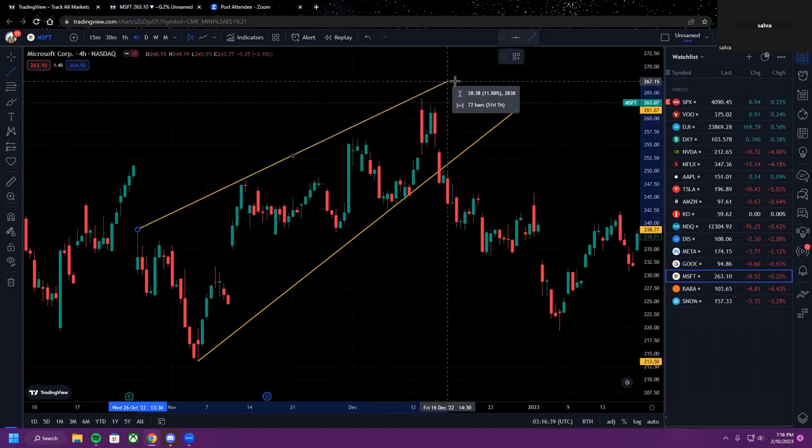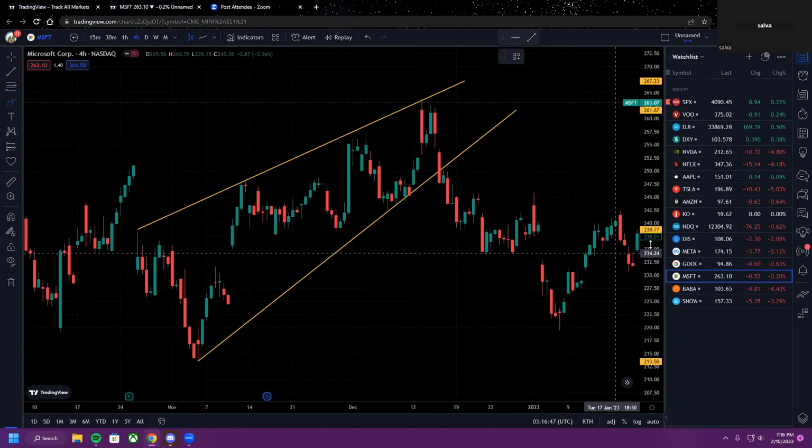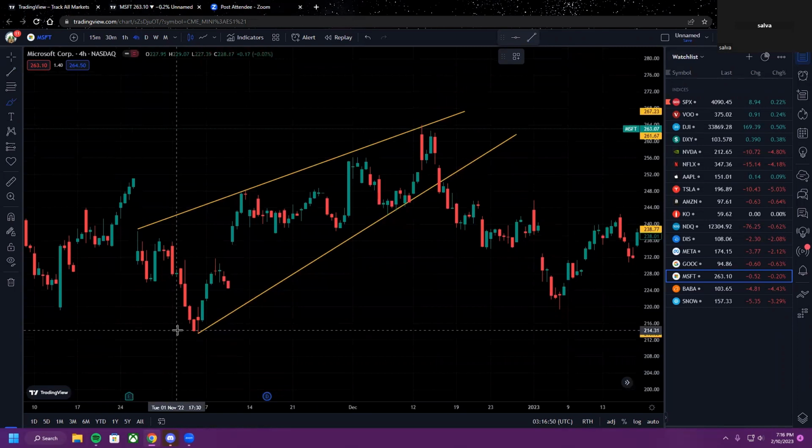Now looking at it, bigger picture. Look at how perfect that looks. That looks clean, right? So this is how we would have found the higher highs and higher lows. I'm going to show you.